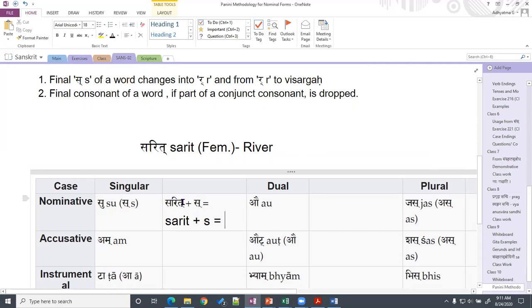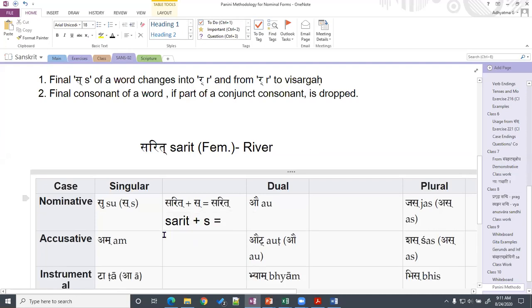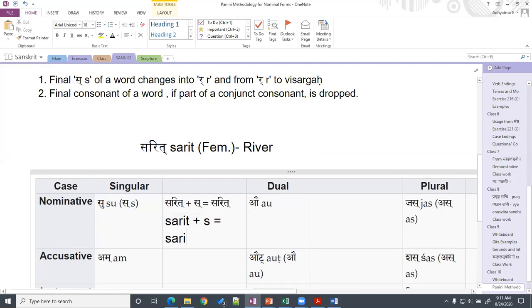So you see takara followed by sakara, there is no vowel in between. That's a conjunct consonant. So the last part of the conjunct consonant, the sakara, will drop. So only the sarit would remain, the same form, the original form. Sarit. Same here.